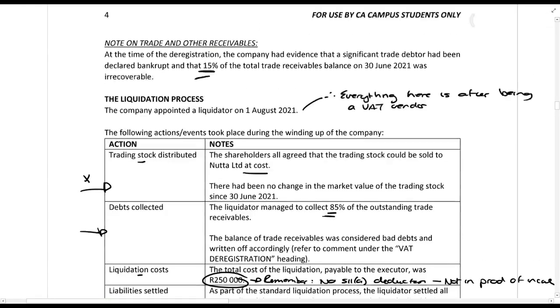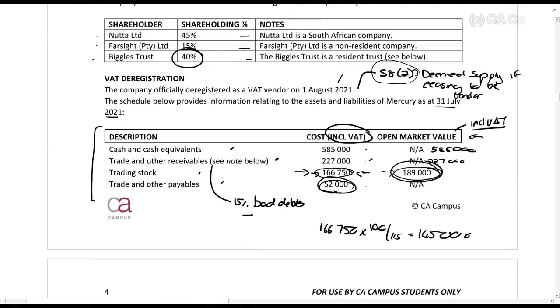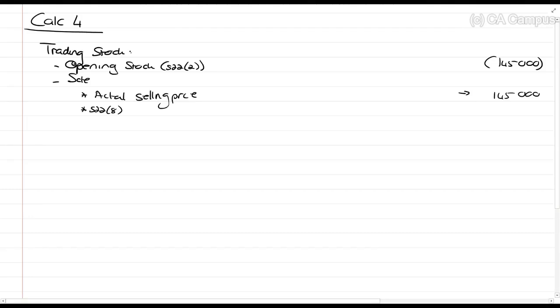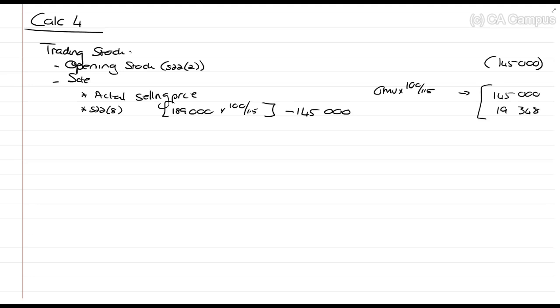Now, in this case, the market value of the trading stock was 189, and that's including VAT, which you obviously have to exclude. 189 times 100 over 115 will exclude the VAT for us. And from that, we then deduct the 145,000 that has already been included. So that gives us 19,348. So basically, this total here is the same as if we sold it at its open market value times 100 over 115. Okay.